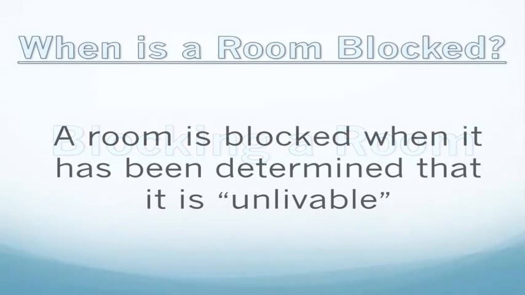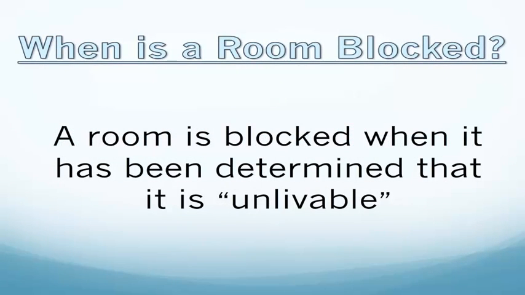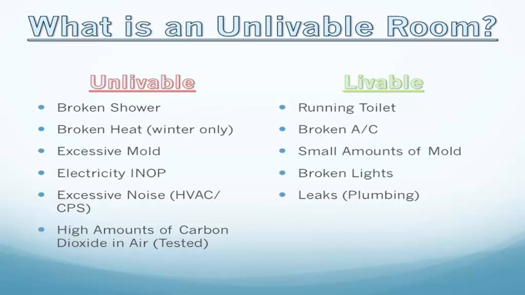This section will cover how to block a dorm room. A room is blocked when it has been determined that it is unlivable. Unlivable conditions are described as having a broken shower, broken heat, winter only, excessive mold, electricity not working, excessive noise from the HVAC or the CPS, high amounts of carbon dioxide in air, tested by Bioenvironmental. Livable conditions are described as having a running toilet, broken AC, small amounts of mold, broken lights, leaks, plumbing.